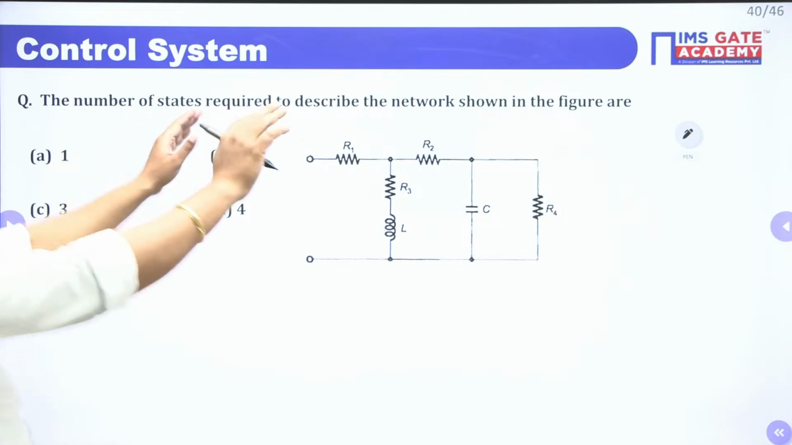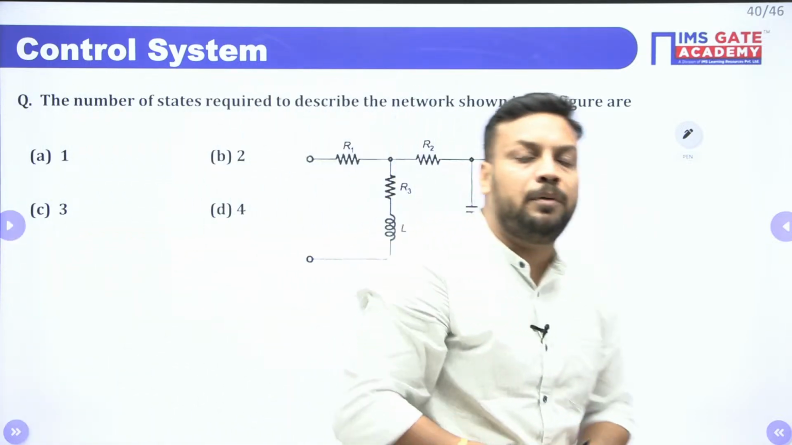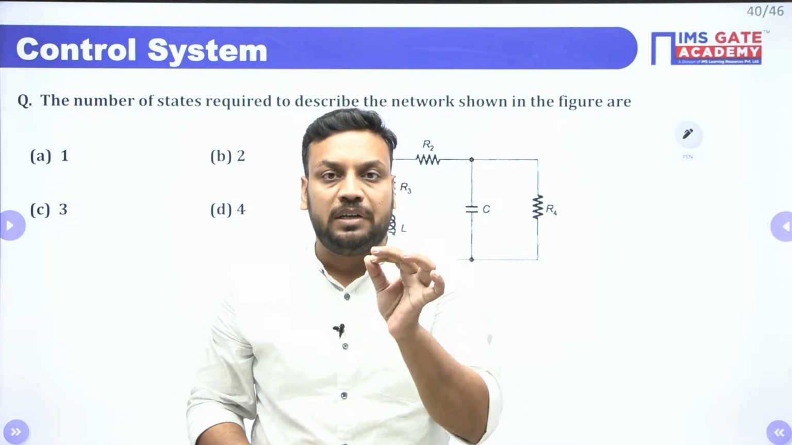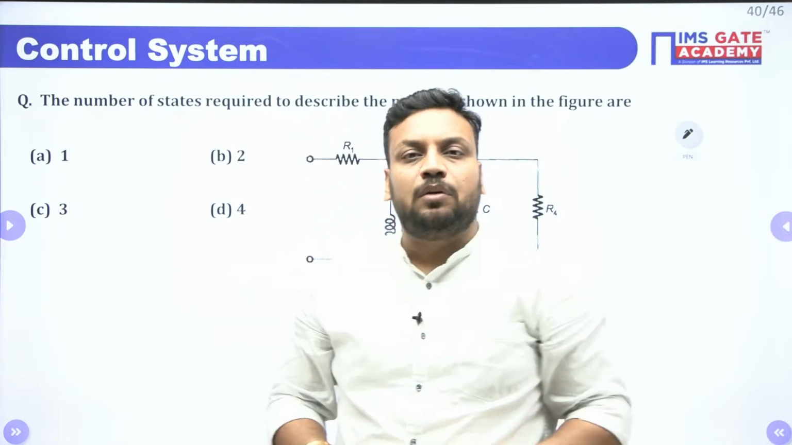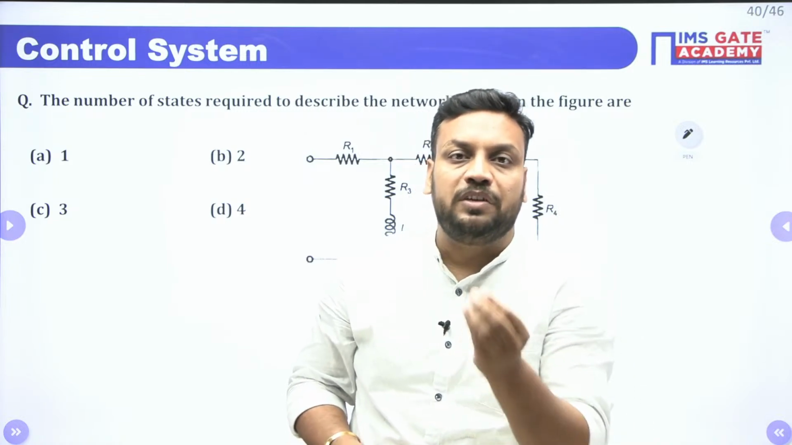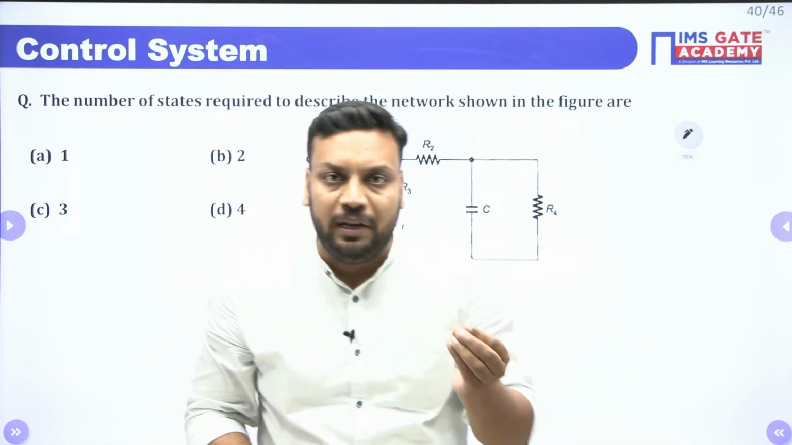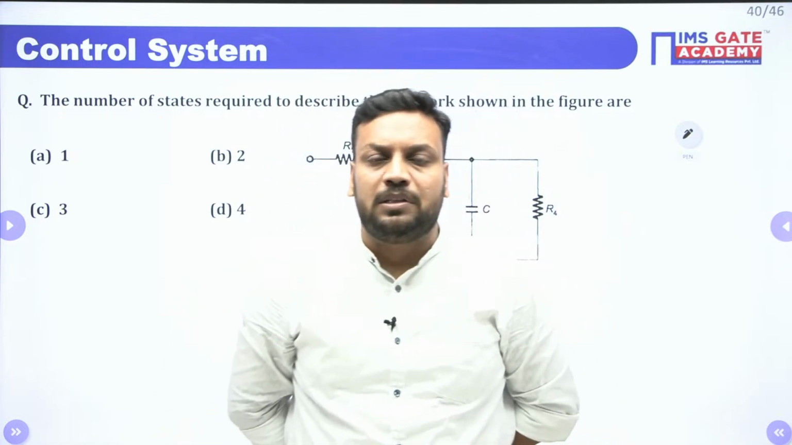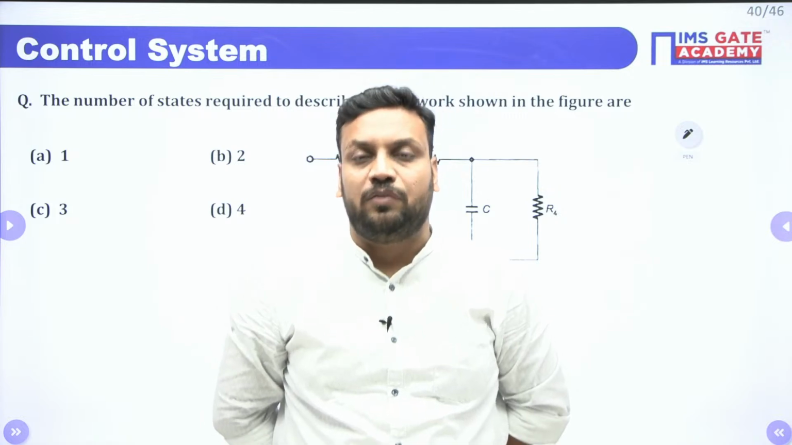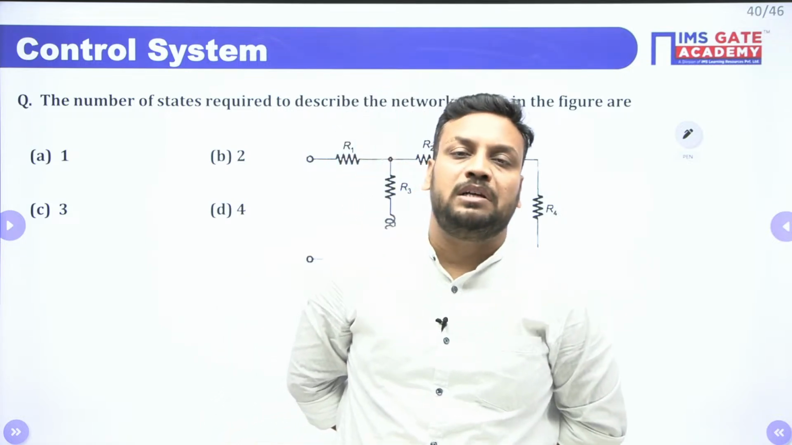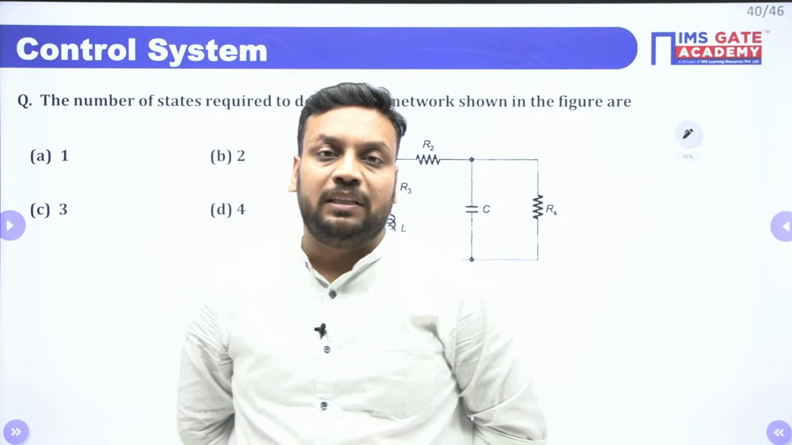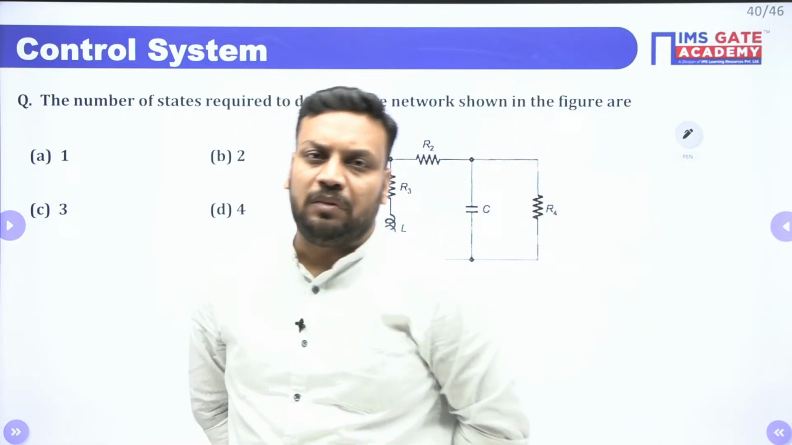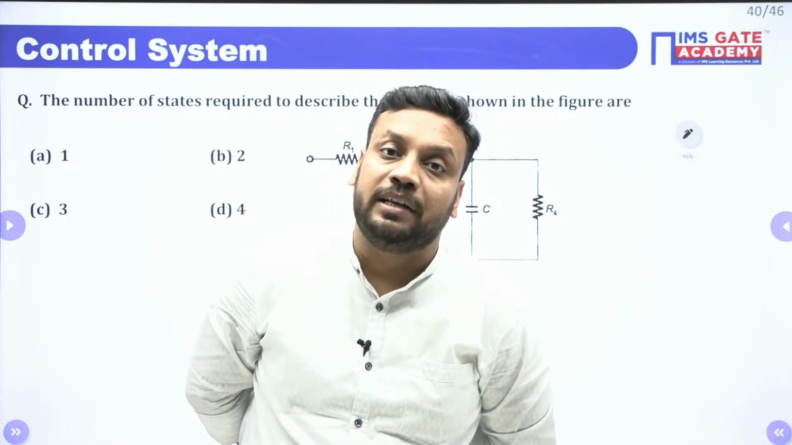If I talk about the number of state variables required, how to check the number of state variables? The number of state variables is always equal to the number of storage elements, that is, the inductors or capacitors. Or you can say the number of state variables is equal to the highest power of the differential equation of a system, or the highest power of s in the denominator of the closed loop transfer function.